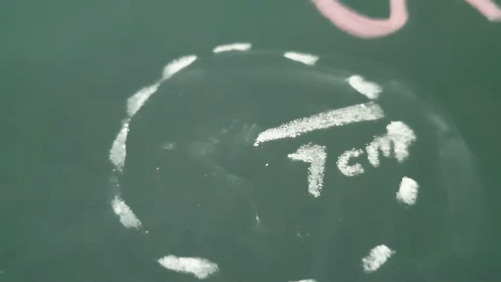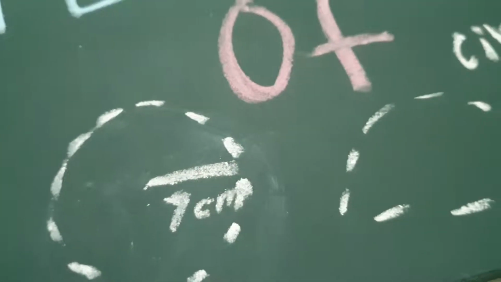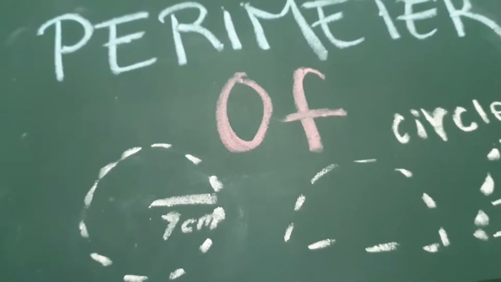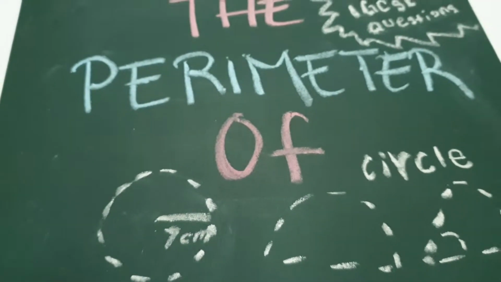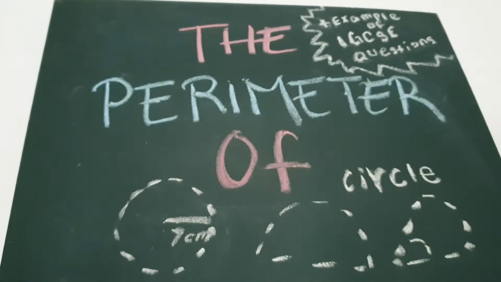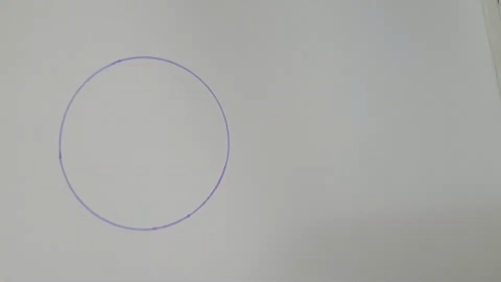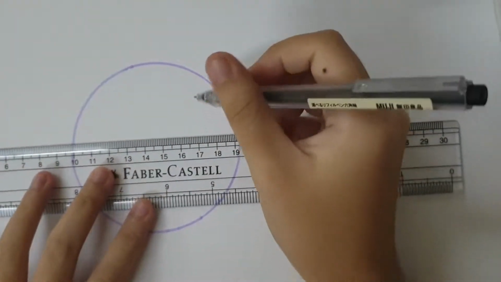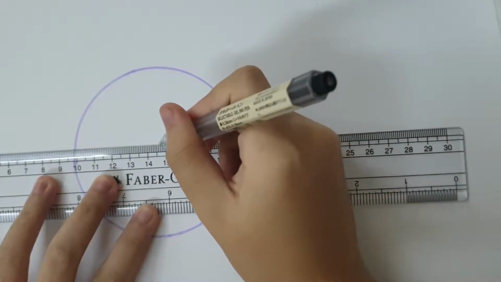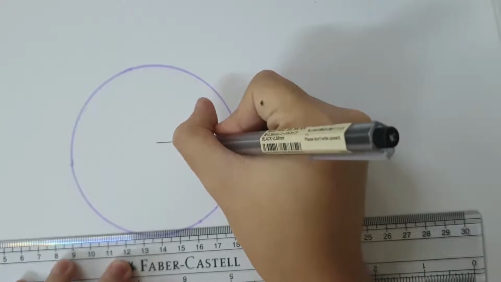Hey guys, so today we are going to learn about the perimeter of a circle, and we are going to give examples of IGCSE questions. The first thing that we have to do before we get to the perimeter of the circle is learn the basics of a circle.